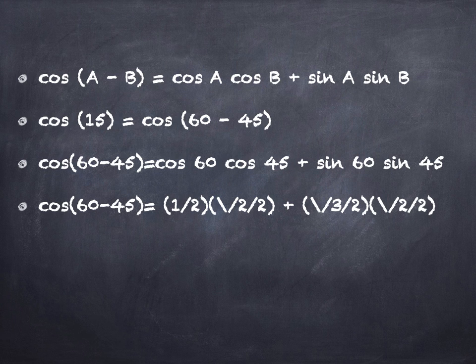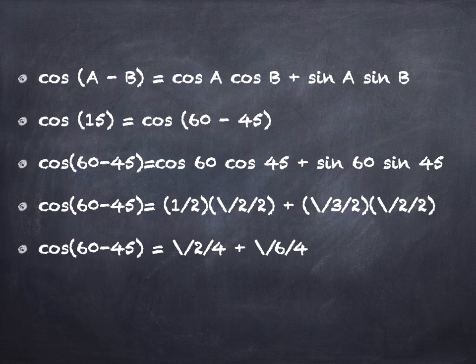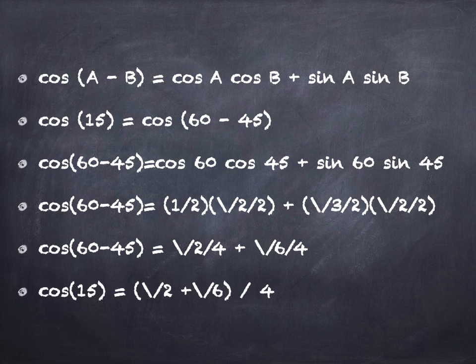So the cosine of 60 minus 45: cosine of 60 is 1/2, cosine of 45 is square root of 2 over 2, sine of 60 is square root of 3 over 2, sine of 45 is square root of 2 over 2. Okay, I apologize again for my square root signs. So the cosine of 60 minus 45, which is 15, is square root of 2 over 4 plus square root of 6 over 4. If you look at my multiplication up there, you'll see that that's true. Which means that the cosine of 60 minus 45 is square root of 2 plus the square root of 6 over 4. And that's the same as the cosine of 15.